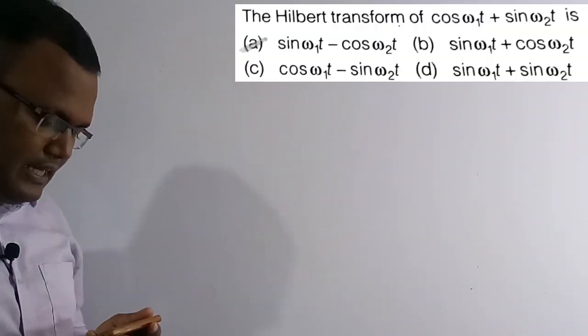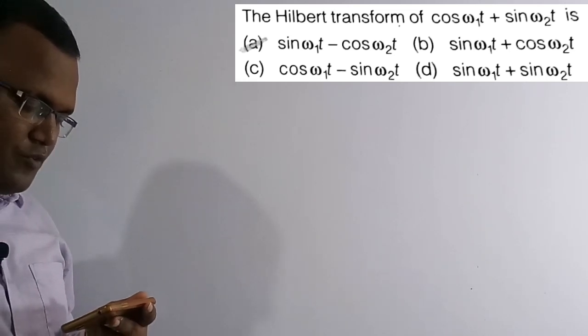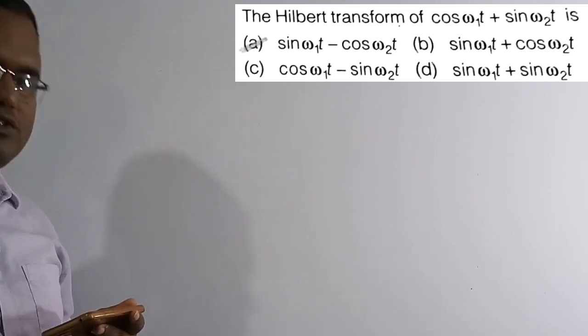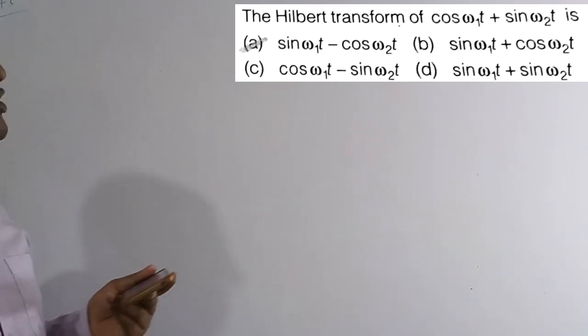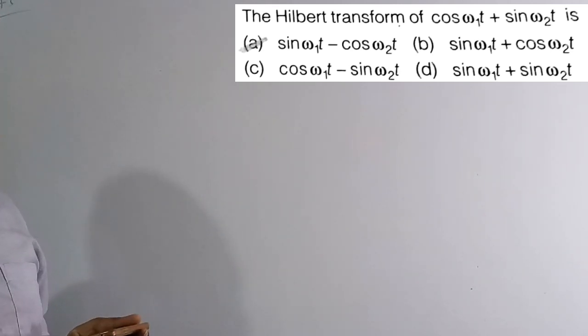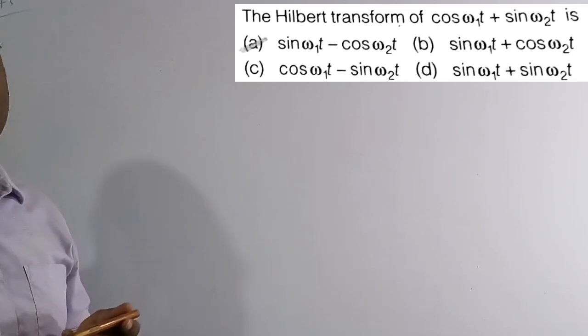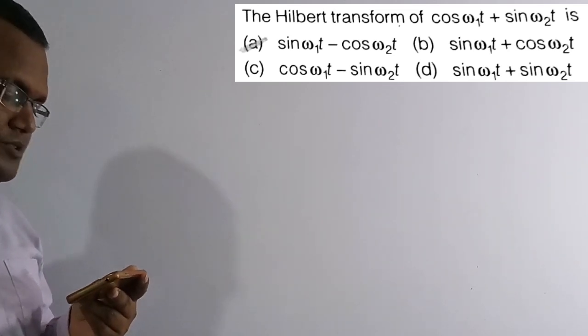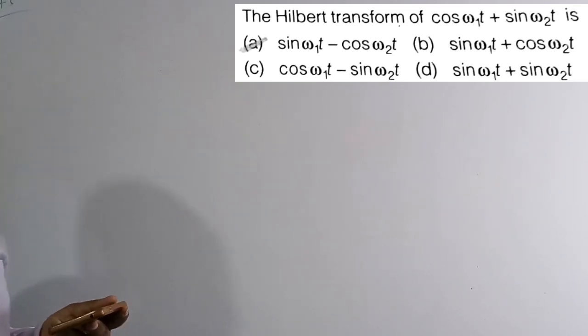So now we are going to solve the 43rd question. See the question here. The Hilbert transform of cos ω1t plus sin ω2t is. So now the input of this Hilbert transform is cos ω1t plus sin ω2t. We need to find what is the output of this one. So what are the four options? Option A is the correct solution of this question. So let's solve this numerical.